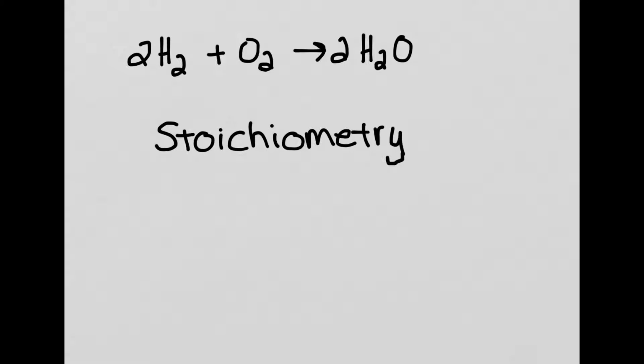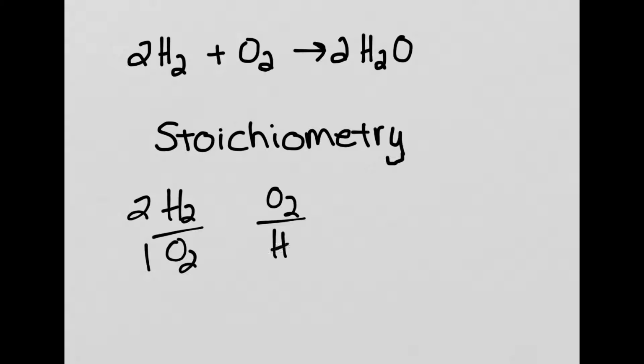A mole ratio is simply a ratio of the elements in a balanced chemical equation and their coefficients. So we can have a ratio of hydrogen to oxygen, and the ratio would be 2 to 1. But it doesn't have to be that way. It can be any way you want to make up these ratios. It could be oxygen to hydrogen, and we have 1 oxygen to 2 hydrogens. It could be 2 waters to 2 hydrogens.